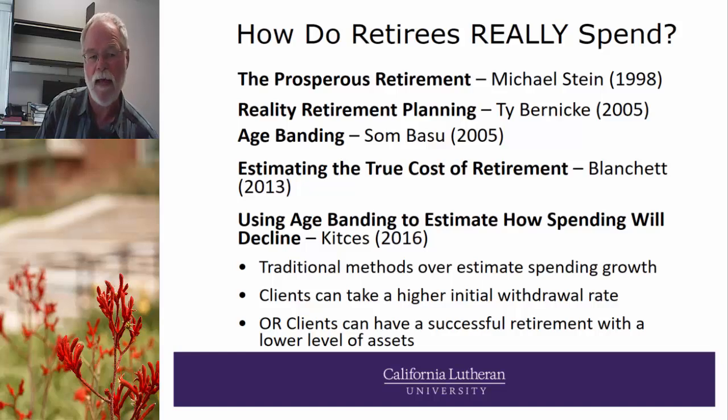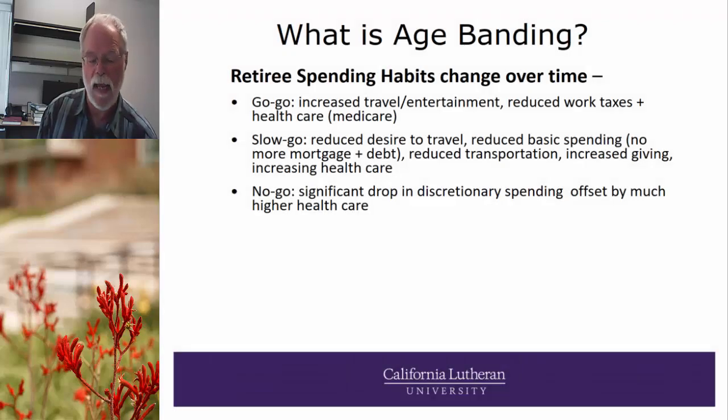Michael Kitces then looked even further at age banding. He simplified it to quite a degree, and he still came up, however, with the basic findings. It's that one, traditional methods of looking at client spending overestimated the spending growth. Clients can actually perhaps take a higher initial withdrawal rate by changing some of the assumptions, or clients may be able to have a more successful retirement with a lower level of assets. We're going to explore all of these as we discuss age banding.